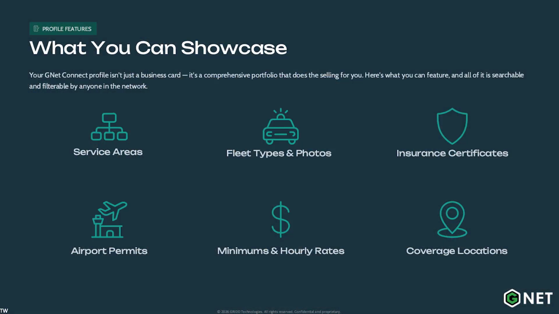So let's go into a little bit about what the things are that we can actually showcase. Because there's some cool features there, right? The first thing is your service area. Then there's things like your fleet types. Then there's things like insurance certifications. That could be very important. Do you want to work with a provider that has an insurance certification, or do you not want to work with a provider that has an insurance certification? Airport permits and airports that you service, right?